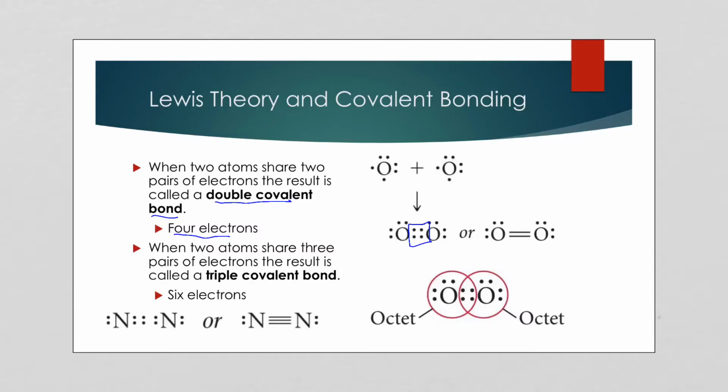Of course, this is all oxygen needs to do, right? We formed this double bond, and that satisfies the octet. We have a stable O2. Now, other atoms might need to share even more. So we can also, of course, share 6 electrons between 2 atoms.